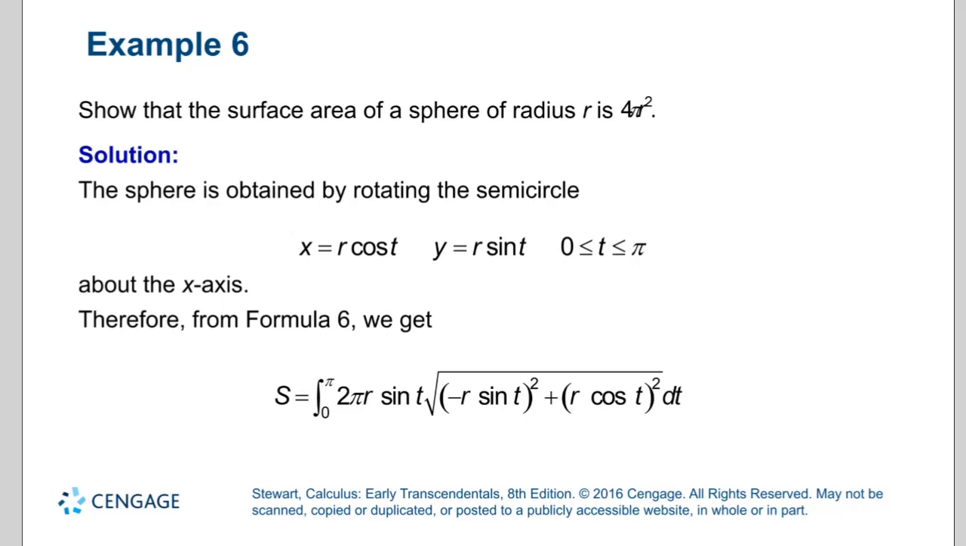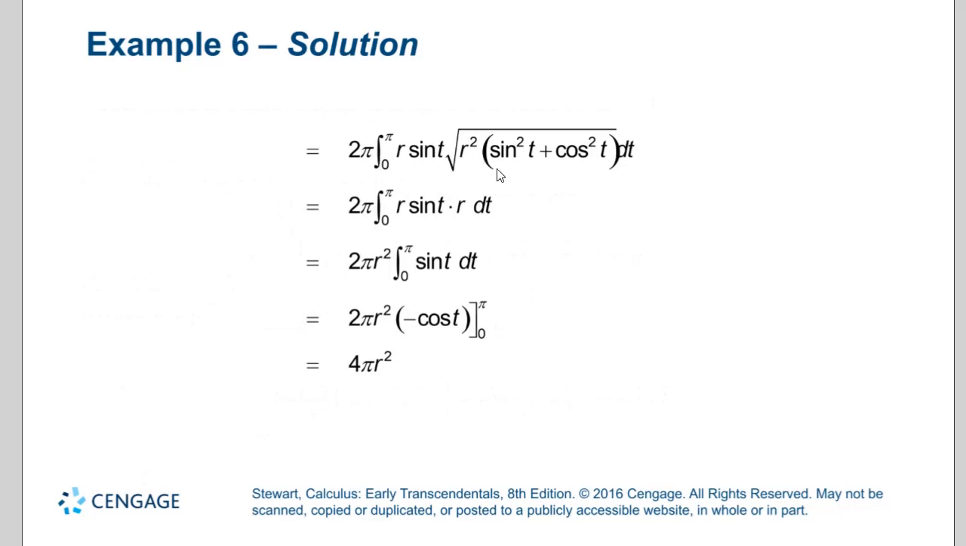A sphere is as simple as taking a semicircle and rotating it. To create a semicircle, I just do a circle, but from 0 to pi instead of 0 to 2 pi. So x is r cosine t, and y is r sine t. We plug those values into my integration formula, and we simplify it down.